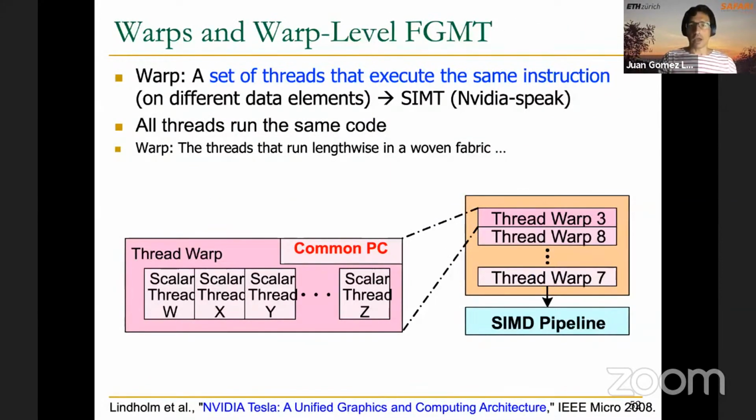But I already explained how we use fine-grained multi-threading using warps on the GPU. This is more or less a summary slide of what I just explained. We have these thread warps, which are the warps inside the GPU core, and each of them is composed of a number of threads, and all of them have a common PC. And different warps have different PCs.